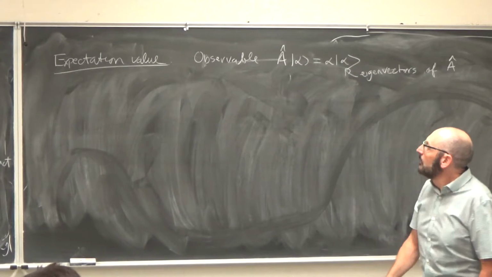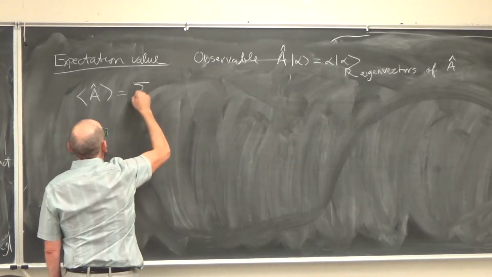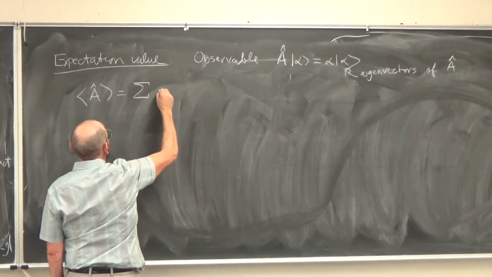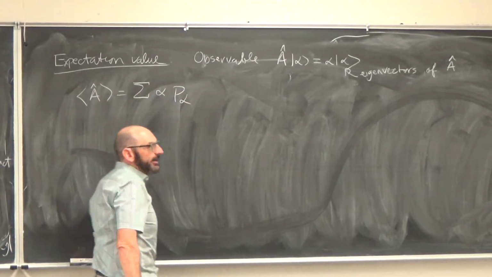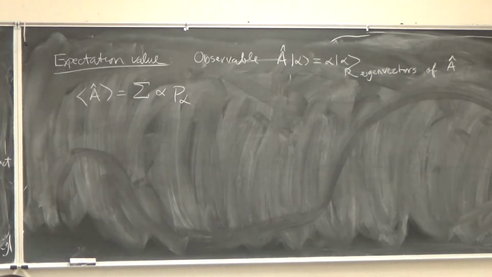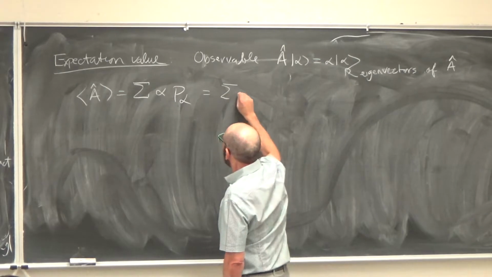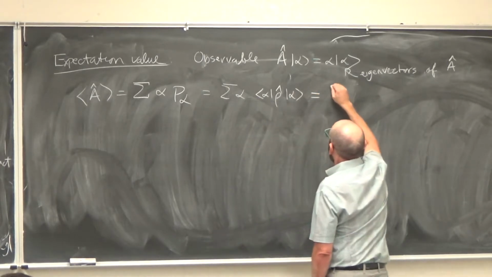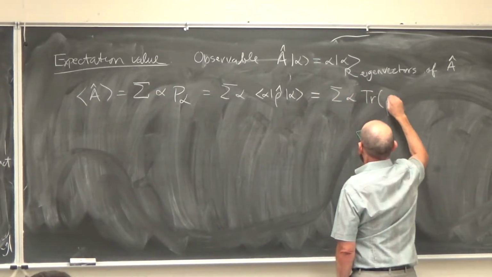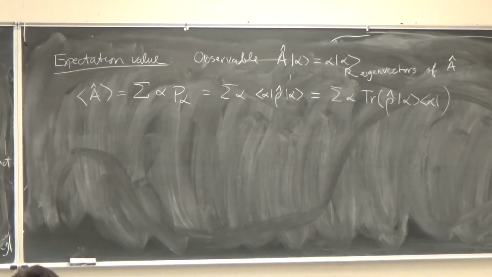Okay. If I want to find the expected value, well, according to the rules of probability, I weight the possible values of A by the probability of finding them. Right? That's how you find average values. But the probability that alpha will occur in a measurement is given by the Born rule, which I can write in the trace way, like that. Clear?